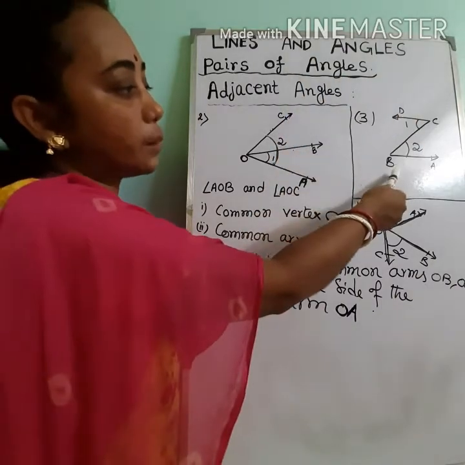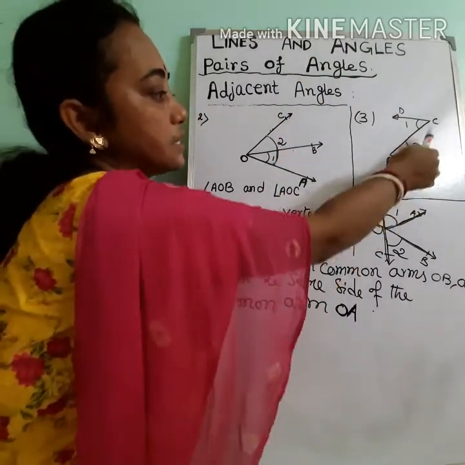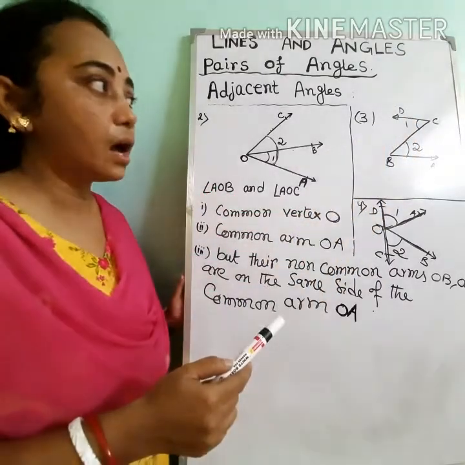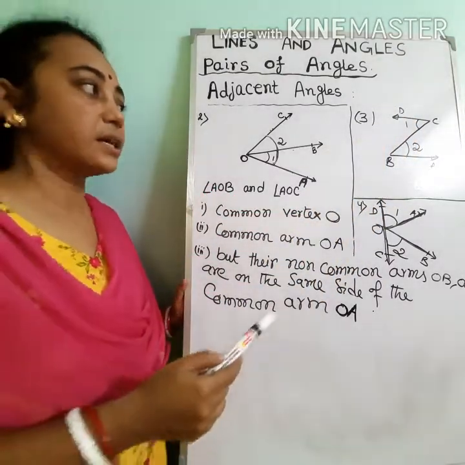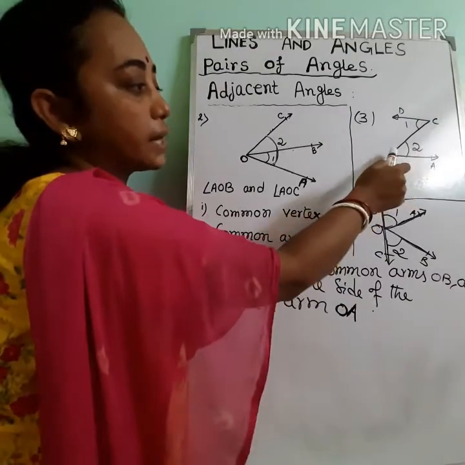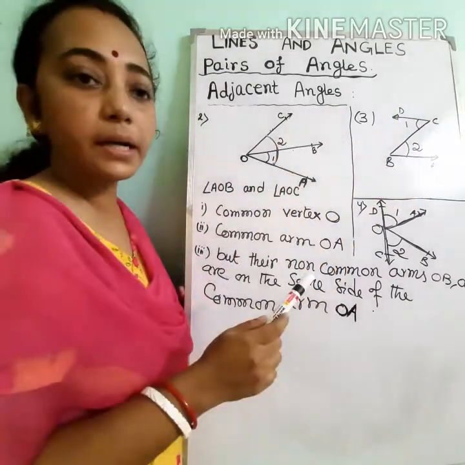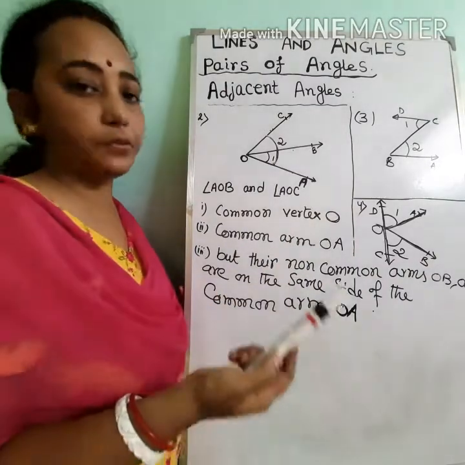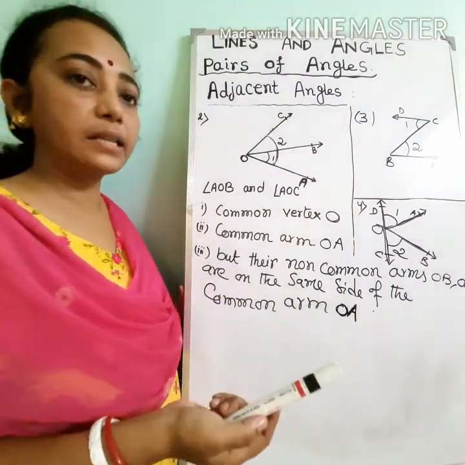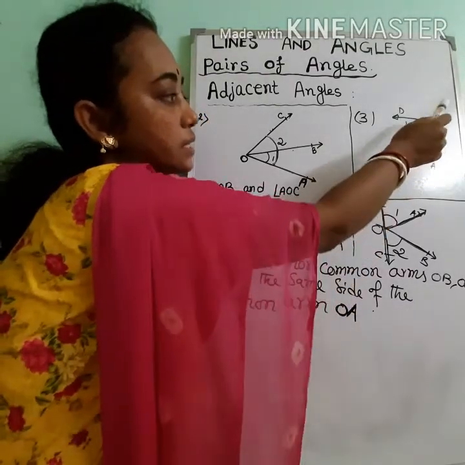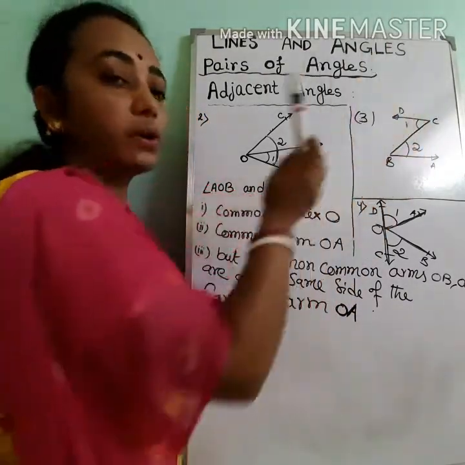Let us see another example. In this figure, ABC is named angle 2 and BCD is named angle 1. Are these two angles adjacent angles? In the first angle the vertex is B and in the second angle the vertex is C, so they have no common vertex. If even one condition is not satisfied, we can directly say that these two angles are not adjacent. But they have a common arm, that is BC, and the two angles do not overlap each other.